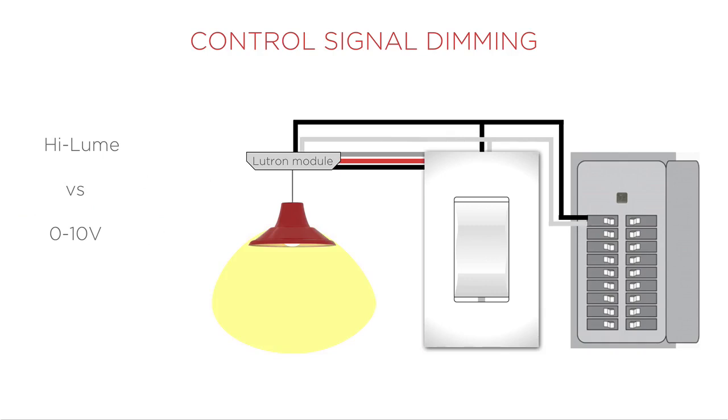0 to 10 volt dimming is very similar to high lume dimming. Generally, most fluorescent and LED fixtures have an option for either 0 to 10 volt or high lume. If high lume is spec'd out, it may be possible to get the lighting designer or the electrician to swap over to 0 to 10 volt dimming in order to take full use of the Control4 system.